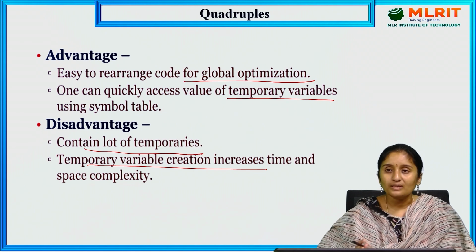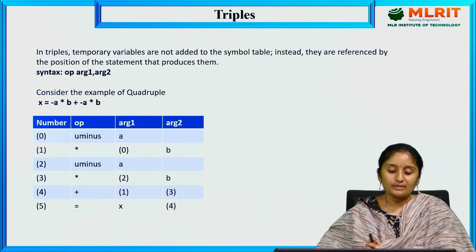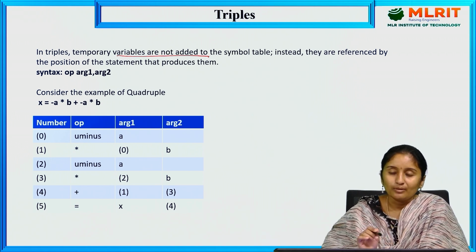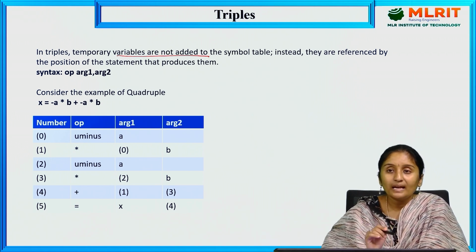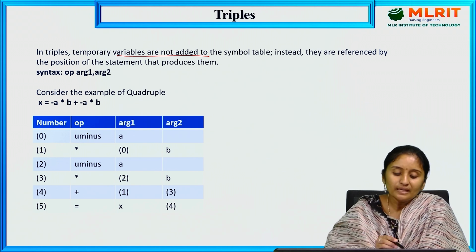To overcome this, we are going for the triples. In triples, temporary variables are not added to the symbol table. Coming to the quadruples, we are having temporary variables. By using those temporary variables, we allot a lot of memory and increase the time to create them, and it also takes a lot of space. So, to overcome that, we are going for the triples. Here in these triples, temporary variables are not added.